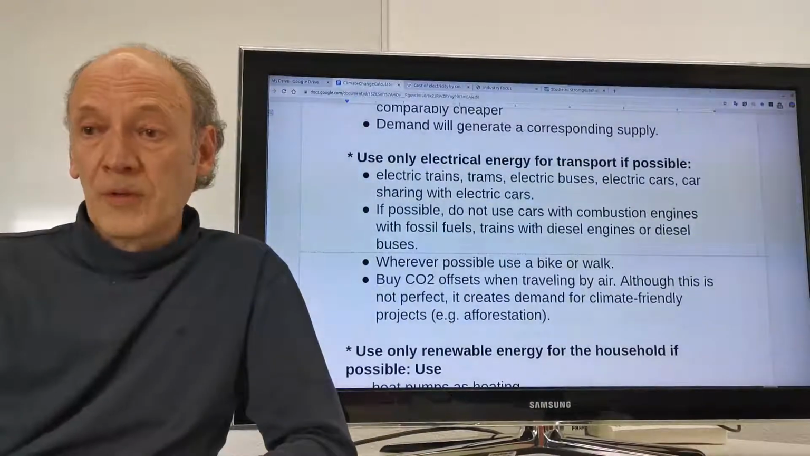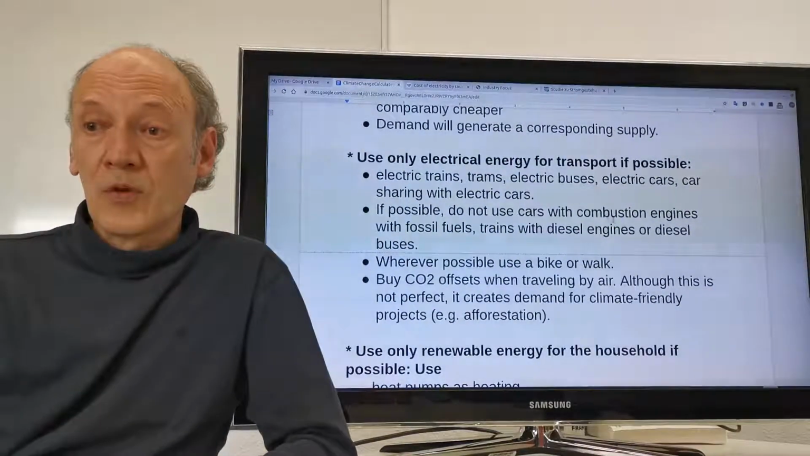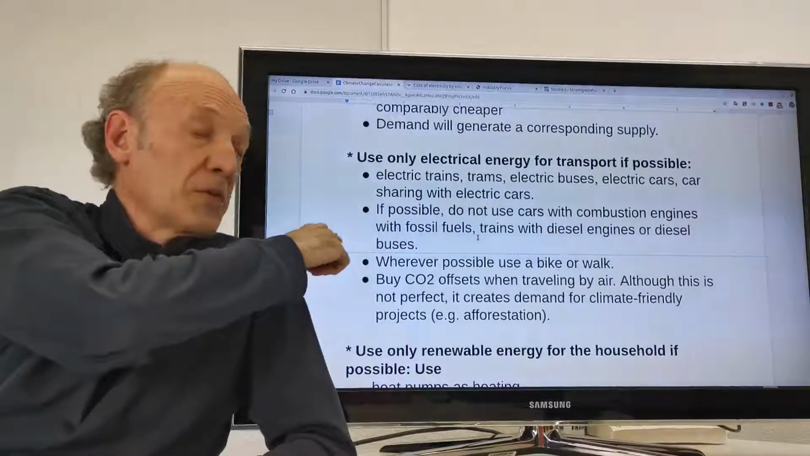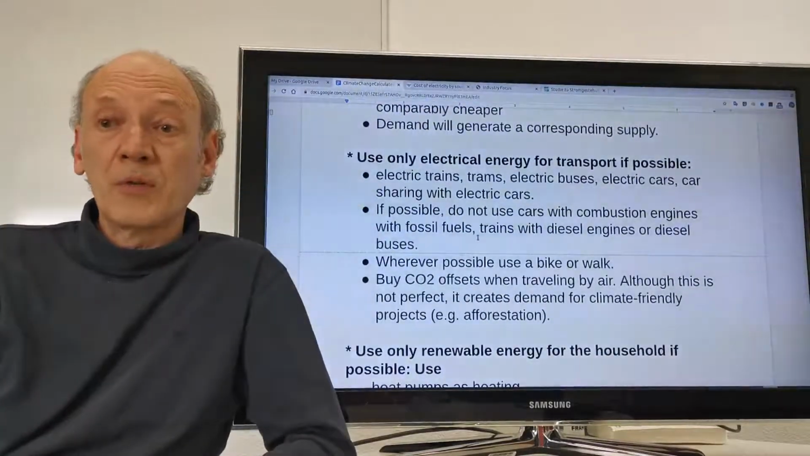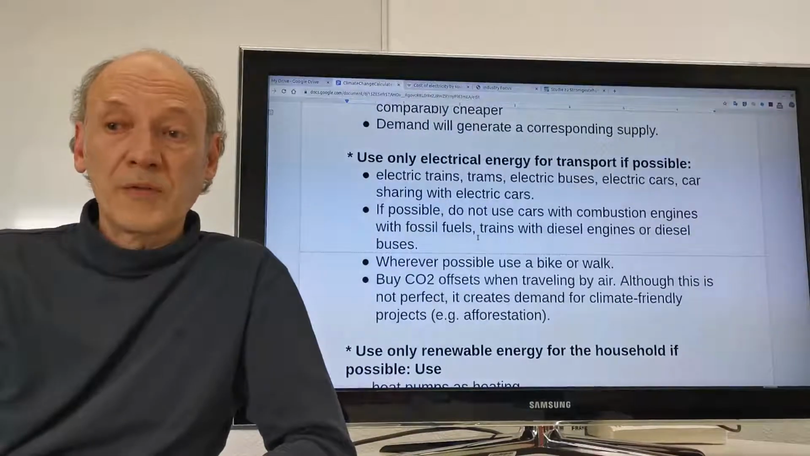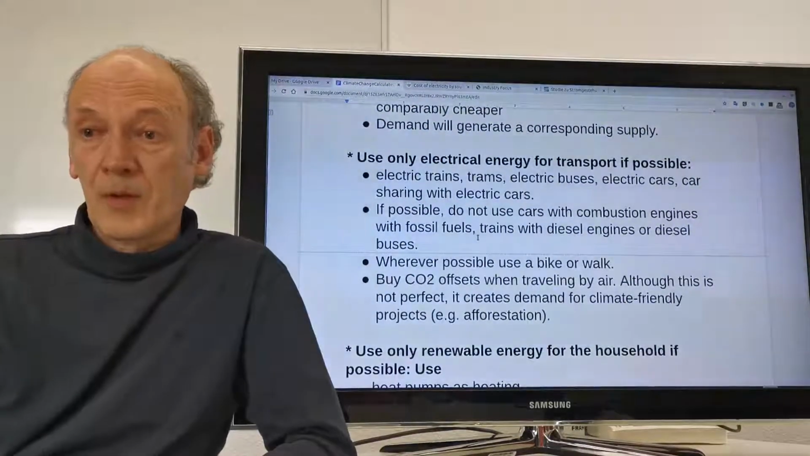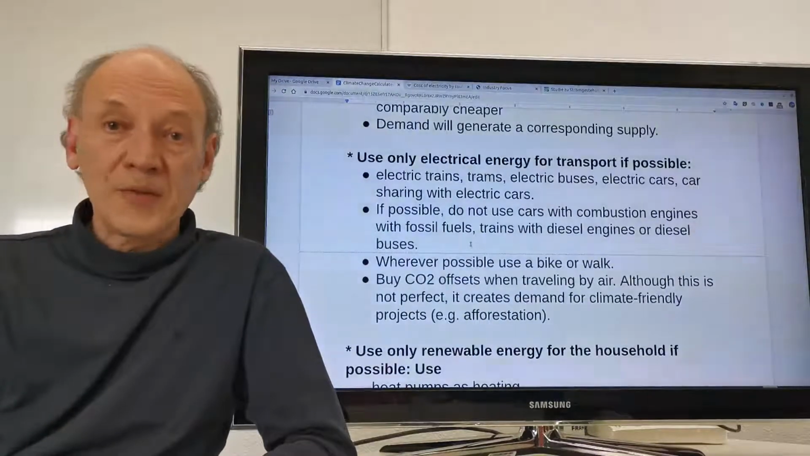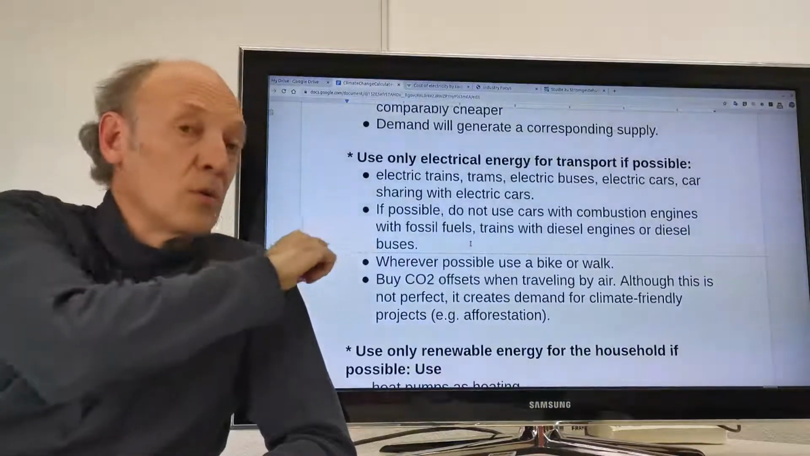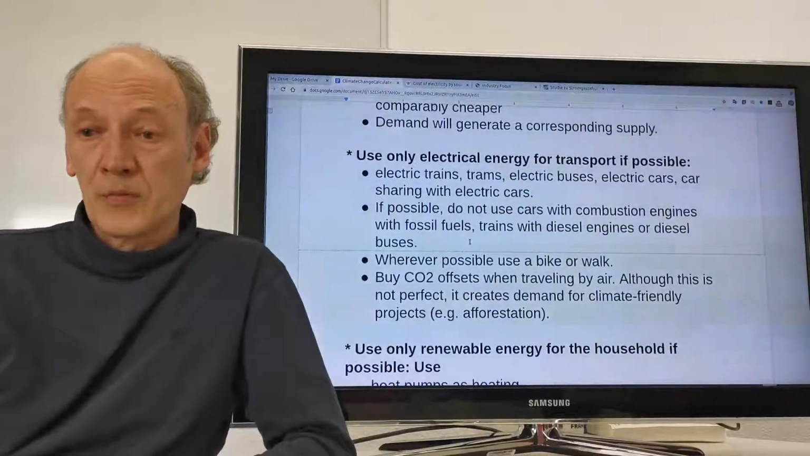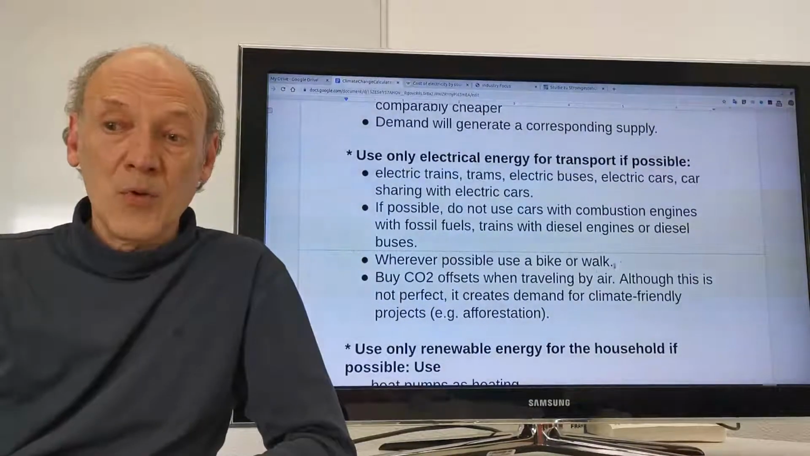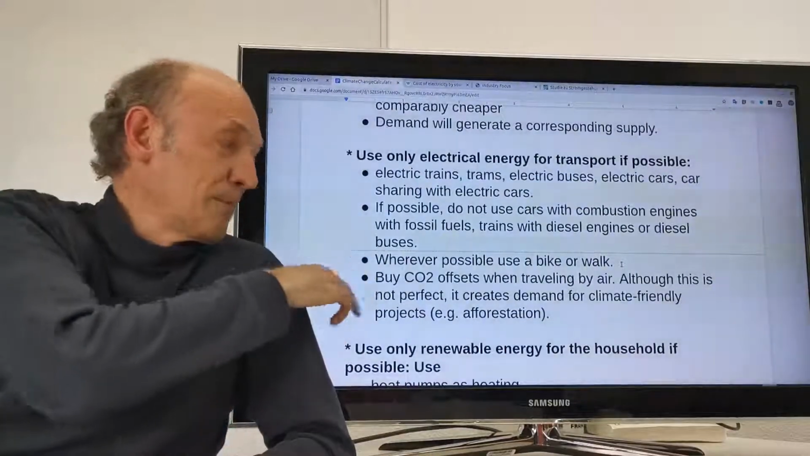Yeah, if possible, do not use cars with combustion engines with fossil fuels. Because with fossil fuels, there's no way we can reduce the fossil CO2 output much. Or also avoid trains with diesel engines or diesel buses. Same thing. They will always emit fossil CO2. Wherever possible, use a bike or walk, right? That's also healthy.